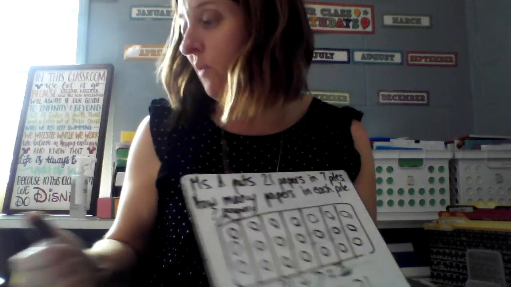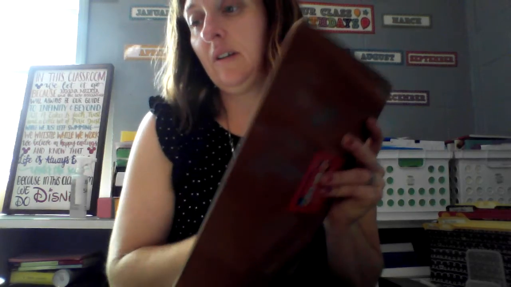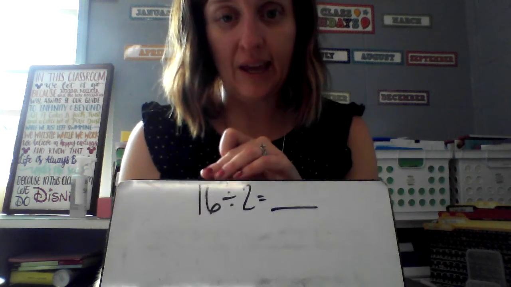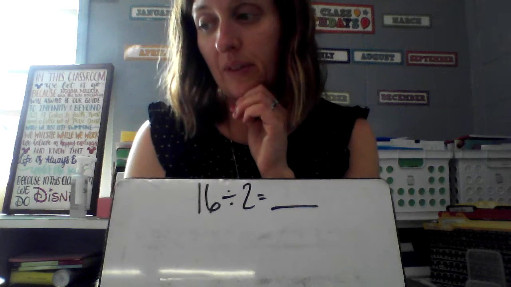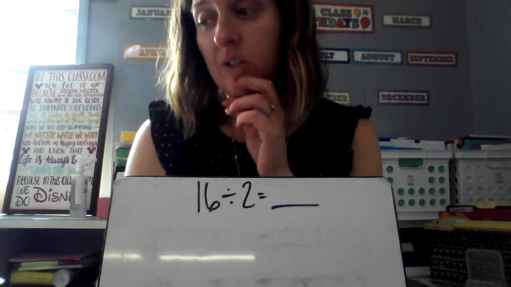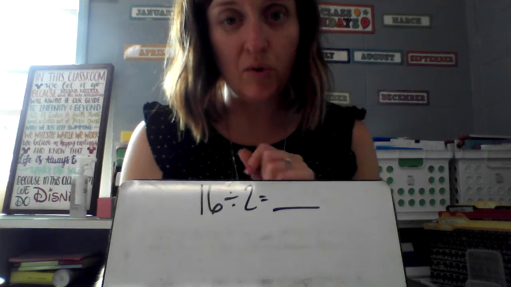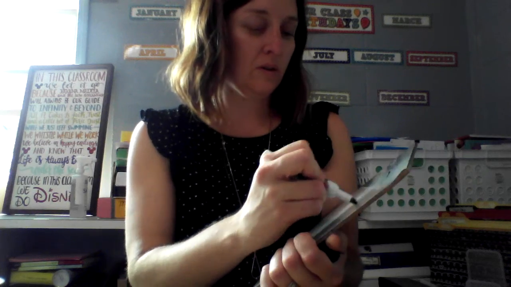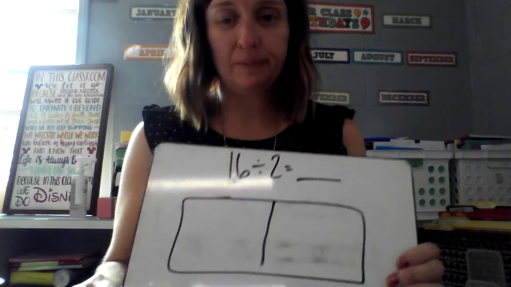Let's try another one together. Let's try one more. What if we get rid of the story problem? Sometimes story problems confuse people. Let's say I have 16 divided by 2 equals we don't know. Okay? So I'm going to start with a total of 16 things. That's one thing I'm starting with. Now, I've got 2 groups, but I don't know how many are going to go in each group. So let me draw my whole. Let me draw my 2 groups.